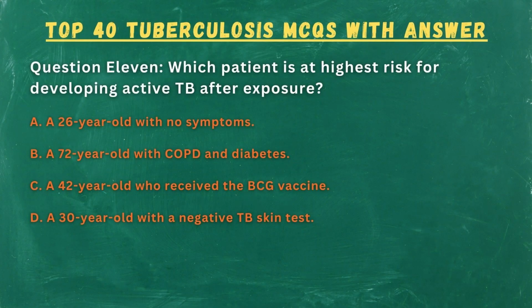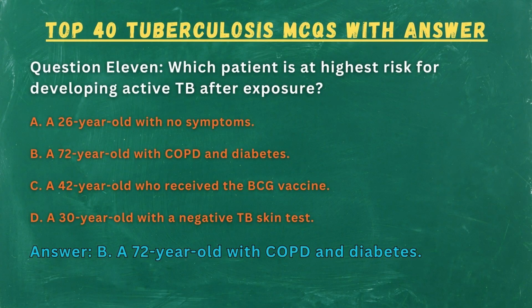Question 11. Which patient is at highest risk for developing active TB after exposure? A. A 26-year-old with no symptoms. B. A 72-year-old with COPD and diabetes. C. A 42-year-old who received the BCG vaccine. D. A 30-year-old with a negative TB skin test. Answer. B. A 72-year-old with COPD and diabetes.